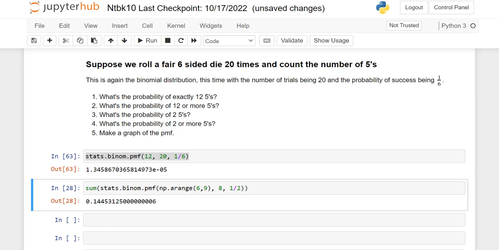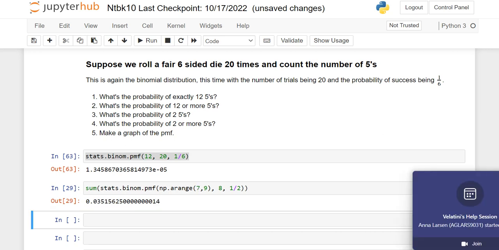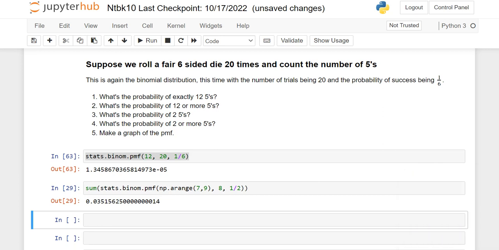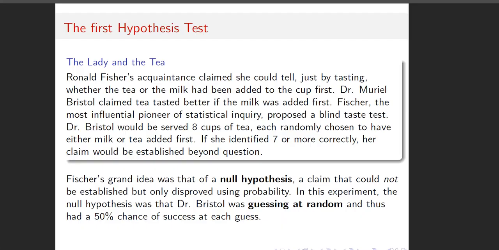Okay. And this will help you understand Ron Fisher's idea. He said, well, if she gets 7 or more correct, why, we're going to consider that she is not guessing at random. Why? Well, if I get 7 or more correct, look, there's only a 3.5% chance that could happen. Okay, so Ron Fisher used this cutoff of 5%, and he's like, look, if it's less likely than 5% that she's guessing at random, we're going to throw away that hypothesis. Okay.